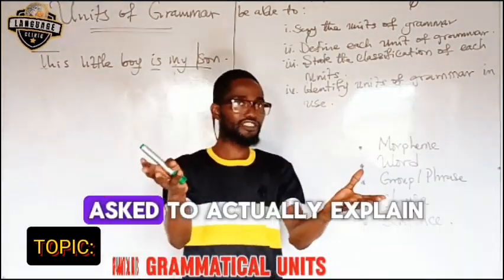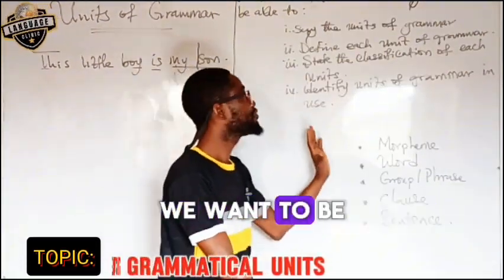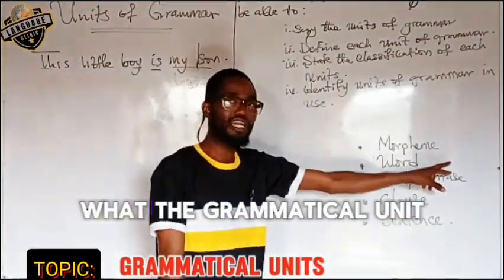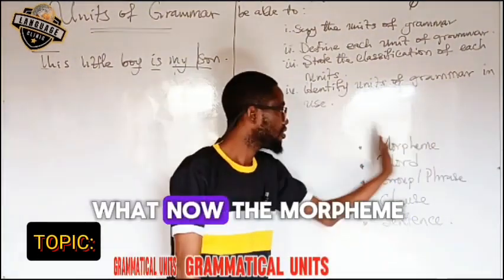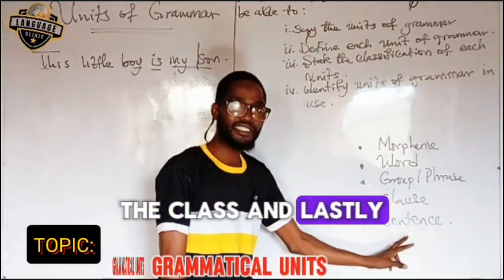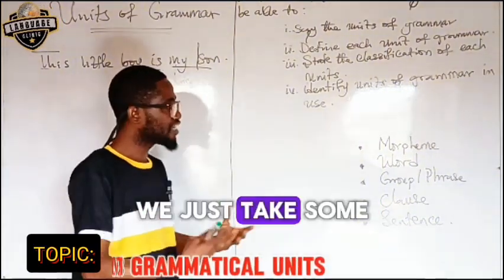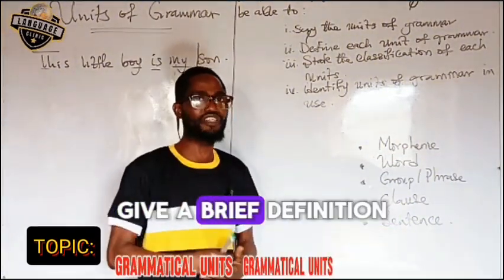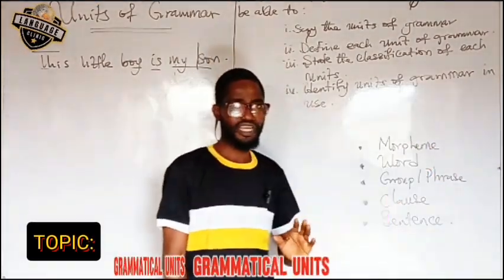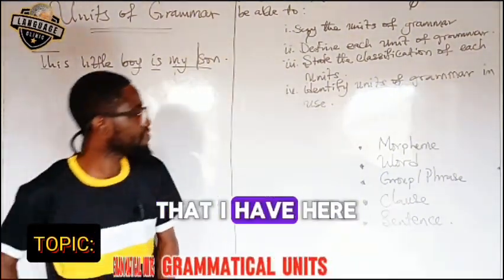So if you are asked to explain the first one, which is our first objective, we want to be able to name or state the grammatical units. We simply say the grammatical units in English language are the morpheme, the word, the group or phrase, the clause, and lastly, the sentence. Now let's begin to look at them one after the other. I will take some examples of each one of them and give a brief definition. Then in our subsequent classes, we are going to be taking each of them as a topic on its own. So the first one that I have here is the morpheme.